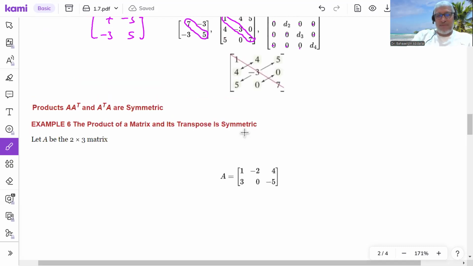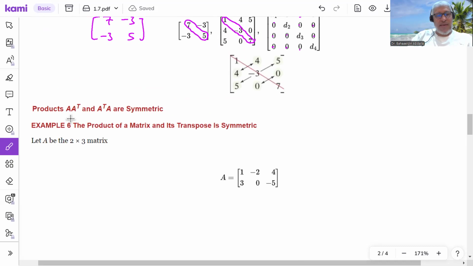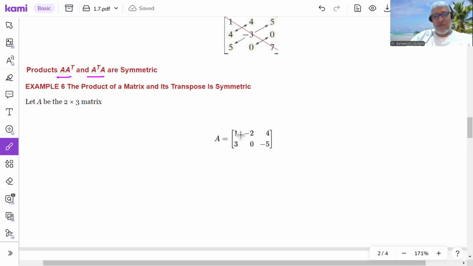Now, an example of a symmetric matrix is A times AT and AT times A. If you bring any matrix A, for example, this matrix, this is a 2 by 3, it's not a square matrix. So it's not symmetric by itself. But A times AT would be symmetric, or AT times A also would be symmetric. So if you find A times AT, A is 1, 3, negative 2, 0, 4, negative 5. This is A. Multiply by AT.